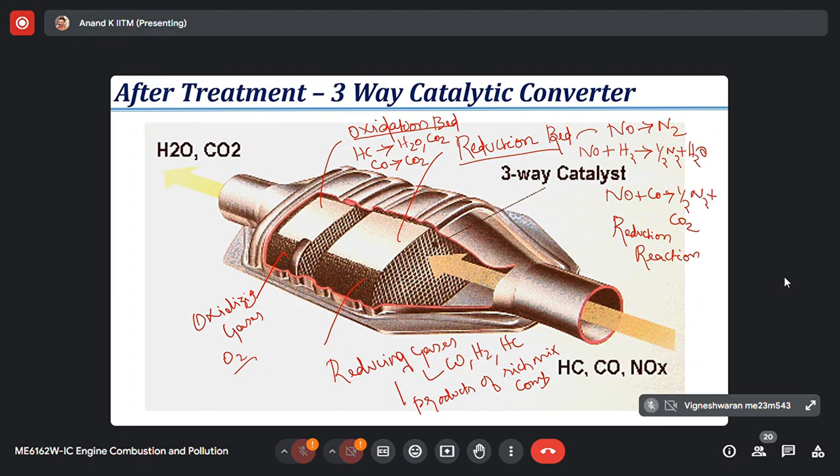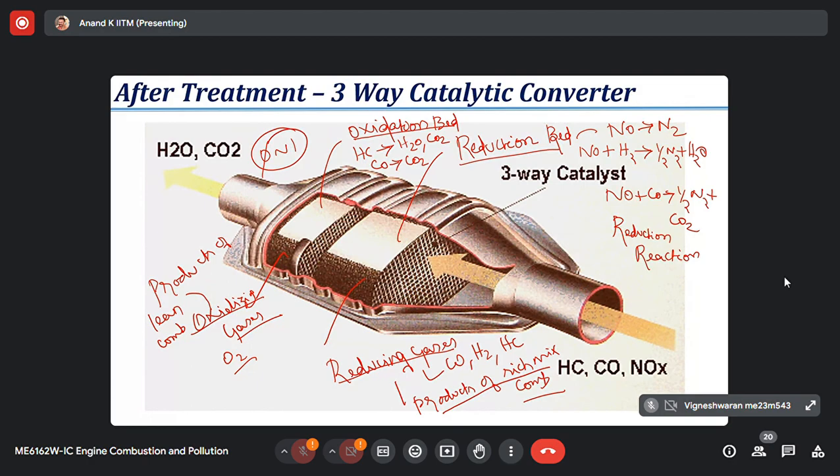So you have a conflicting requirement here to control HC, CO, and NO simultaneously. For controlling NO, what you need is reducing gases, which are products of rich mixture combustion. To control HC and CO, what you need is oxidizing gases, which are products of lean combustion. You need both rich mixture products as well as lean mixture products. This is one of the reasons why we run the SI engine close to stoichiometry.